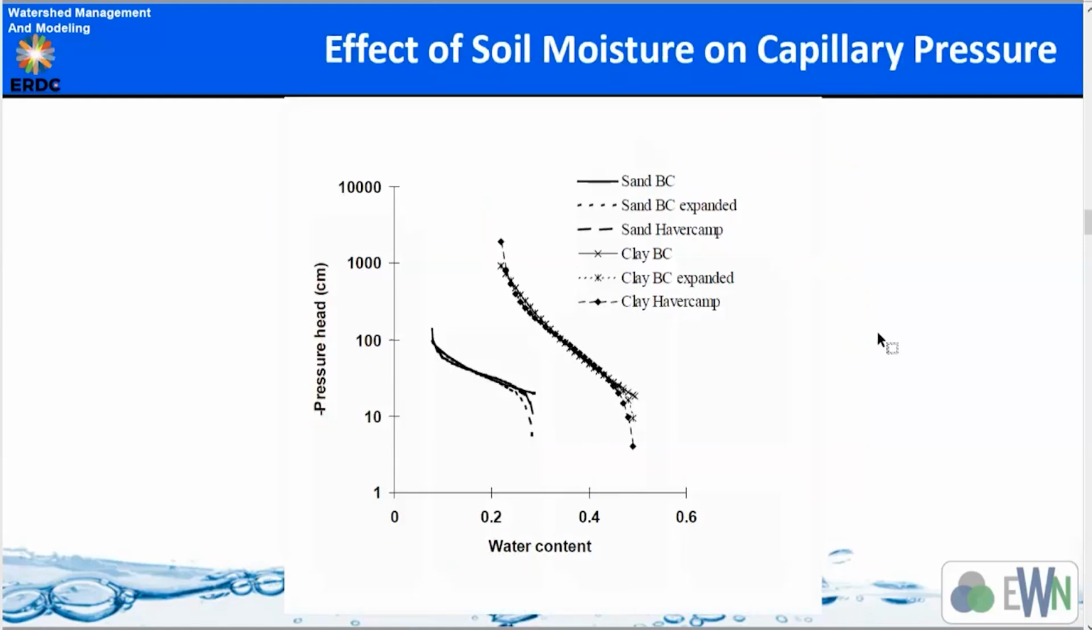So, effects of soil moisture on capillary pressure. The soil moisture has a big effect on the capillary pressure in the soil. Drier soils have higher negative pressures. These are graphs of different soils and different models.